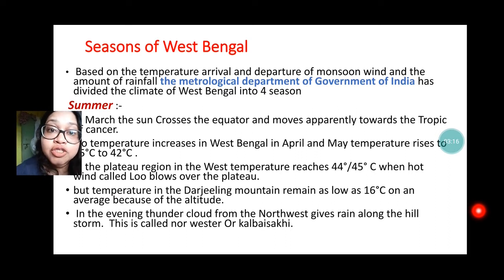When the hot wind blows during that time, it is known as Lu over the plateau region. But the temperature in the Darjeeling mountainous regions is not so high, around 16 degrees centigrade average temperature we feel there because of the altitude. Okay, and in the evening, thunderclouds form in the northeast and give rain during the summer season. That thunderstorm is known as nor'wester, or in the Bengali language it is called Kal Boishakhi. So these are the main characteristics of the summer season.